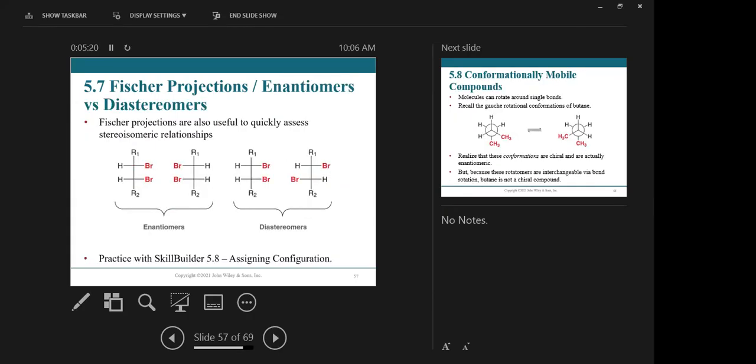Fischer projections are also useful to quickly assess stereoisomeric relationships. Here we see we have enantiomers. They're mirror images of each other. If you flip these 90 degrees that way, 90 degrees that way, we'll have bromine, the hydrogens, and R1 and R2. But if we do the same thing here, we have bromine and hydrogen and bromine and bromine. That's okay with bromine and bromine, but we don't have a mirror image here. So that's where we're not having a mirror image. So we have stereoisomerism.